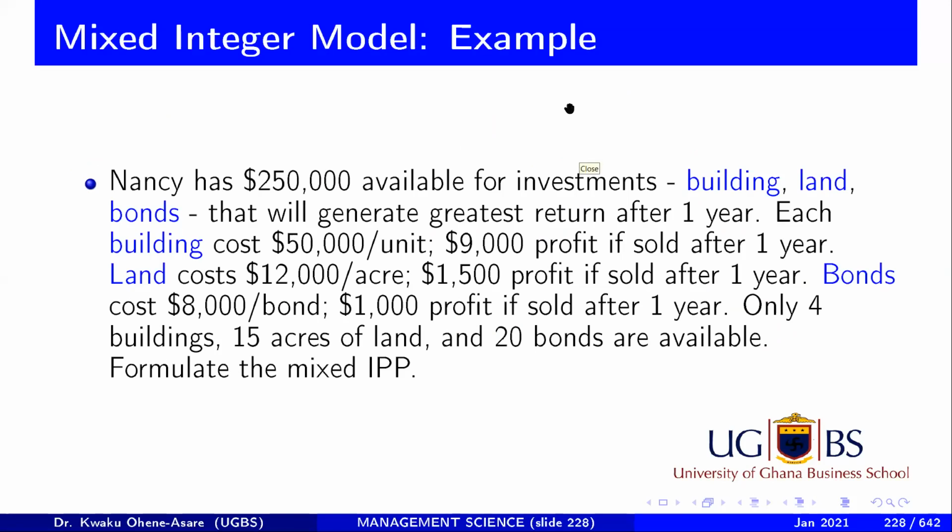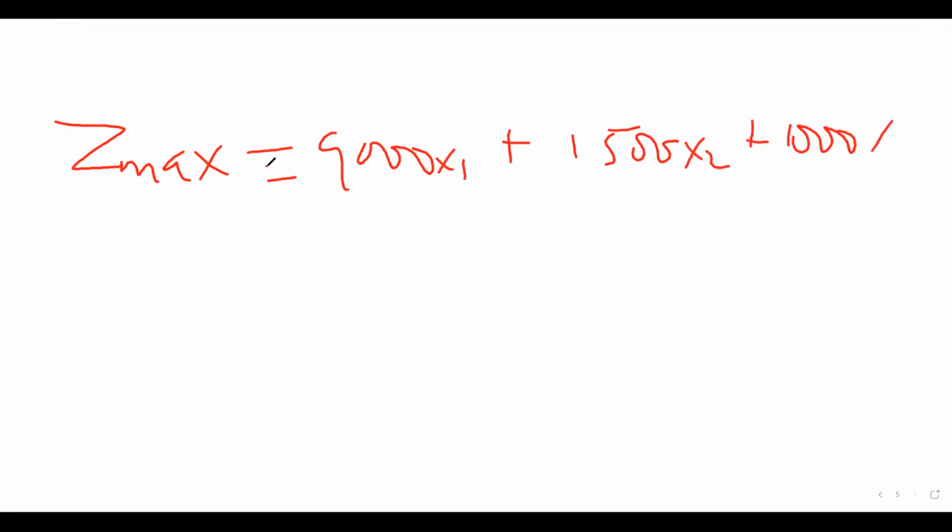Okay, somebody has even documented that beautifully. So the Z-max is going to be 9,000 X1 + 1,005 X2 + 1,000 X3. That's how it's going to be, because those are the profits or the returns. So this is your Z-max, and of course subject to certain constraints.